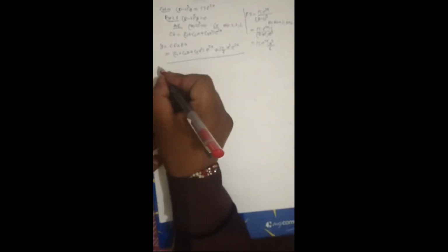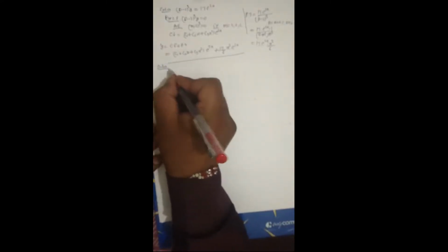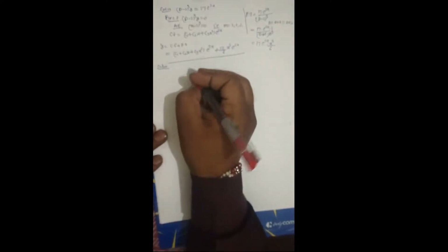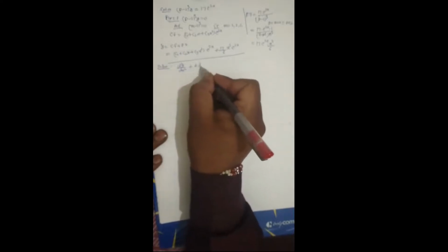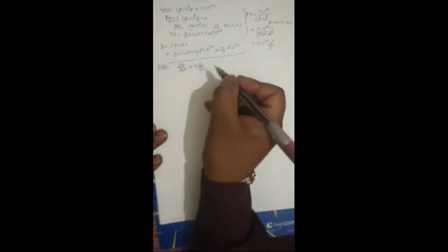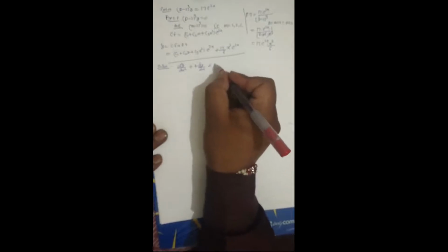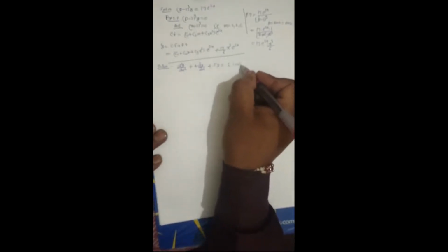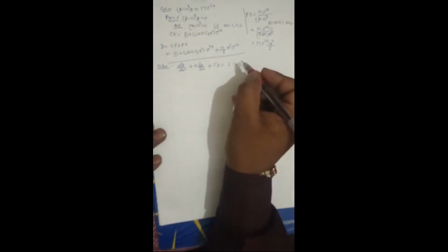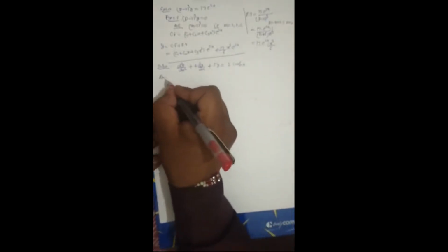Now the next problem is: solve d2y upon dx2 plus 4 dy upon dx plus 5y equal to 2 cos hx. Answer.